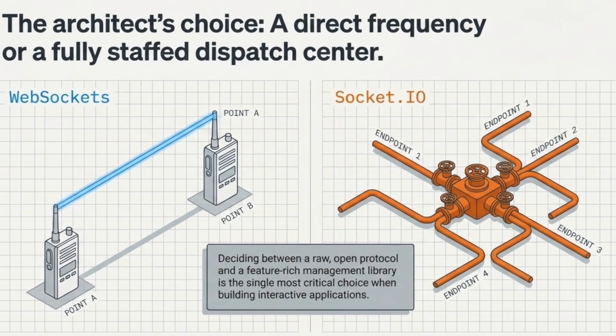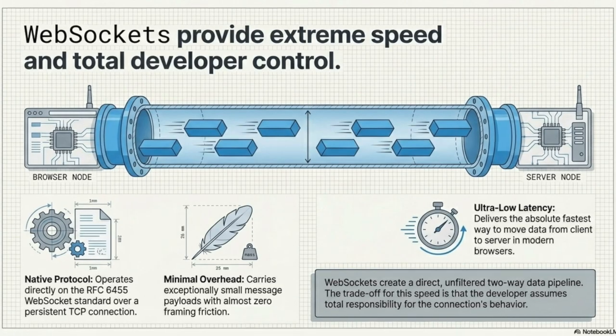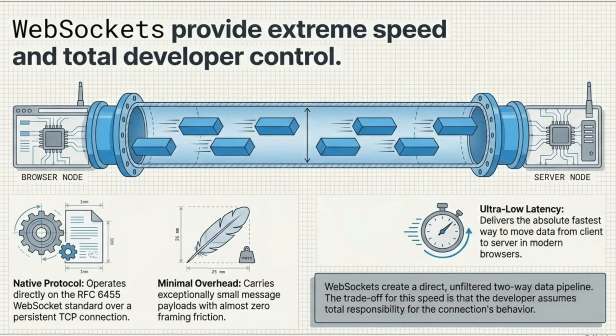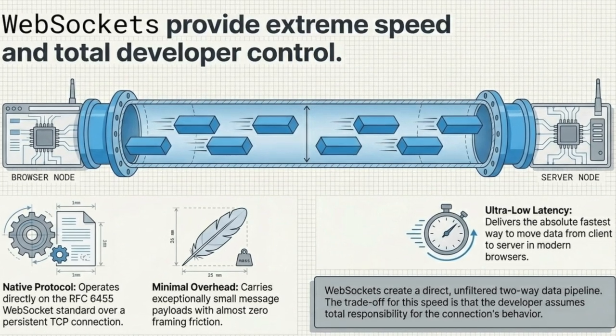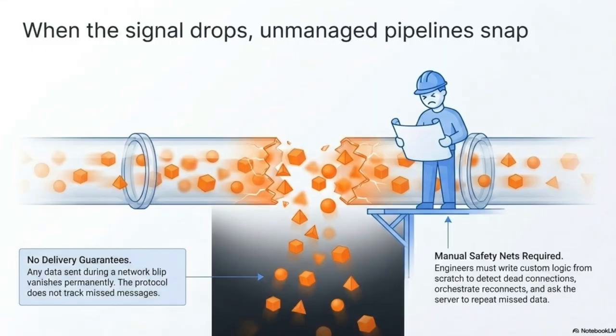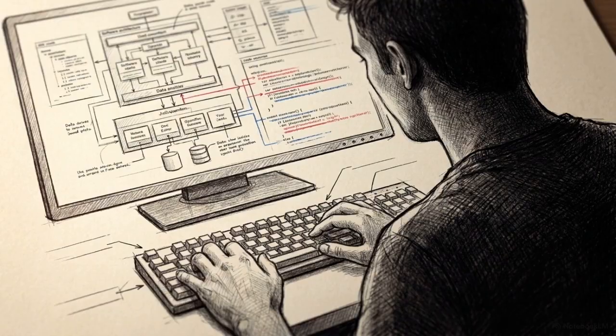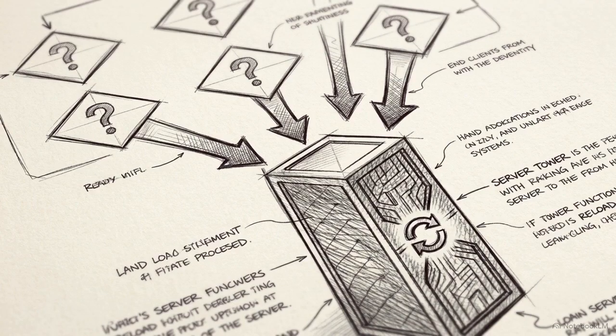Let's look at why. WebSockets create an open, two-way data pipeline between you and a server. It moves at extreme speeds, uses little memory, and works on modern browsers. But if your signal drops, the pipeline snaps. Any data sent during that blip disappears into the void. To recover from that, a programmer has to write their own manual instructions. They teach the app to notice the connection died and ask the server to repeat anything it missed.